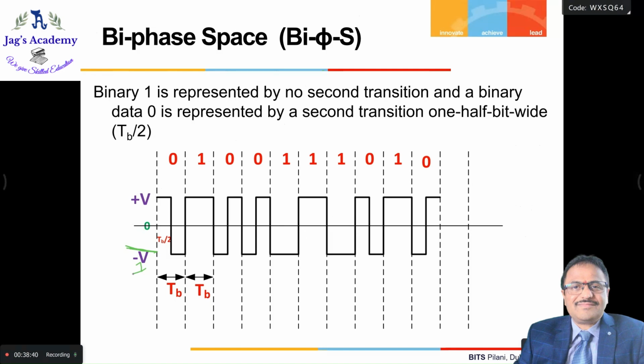Okay, see, 0 means change in the level. There is a second transition. 1 means no second transition, it continues. 0 once again, it changes its level, but there is a second transition. 0 once again, it changes its level. There is a second transition. 1, there is no second transition. Similarly, 1, there is no second transition. 1, similarly, there is no second transition. 0, of course, it changes its level, so there is a second transition. Similarly, 1 here, there is a change in the level, but there is no second transition.